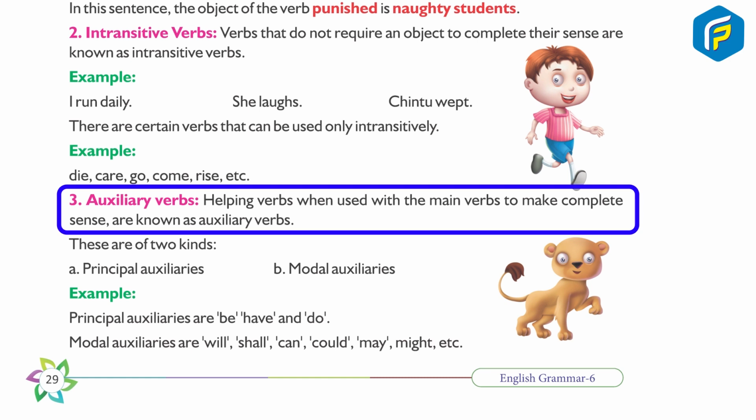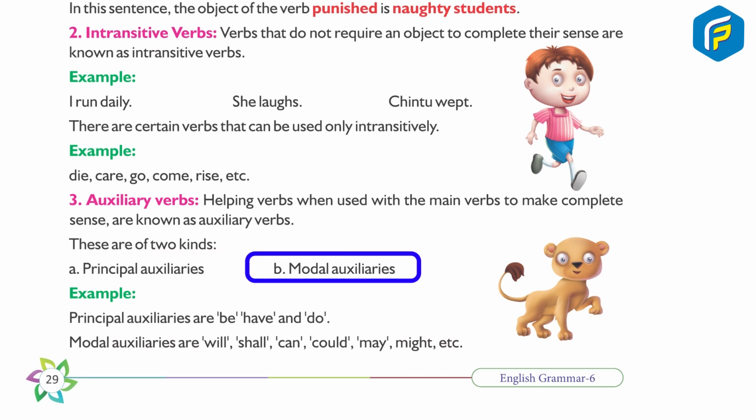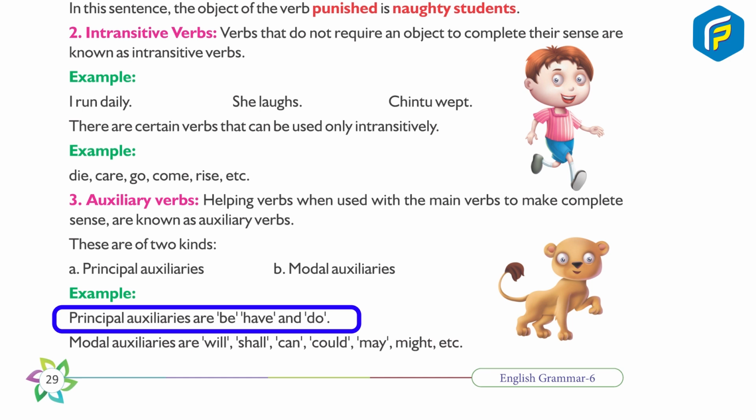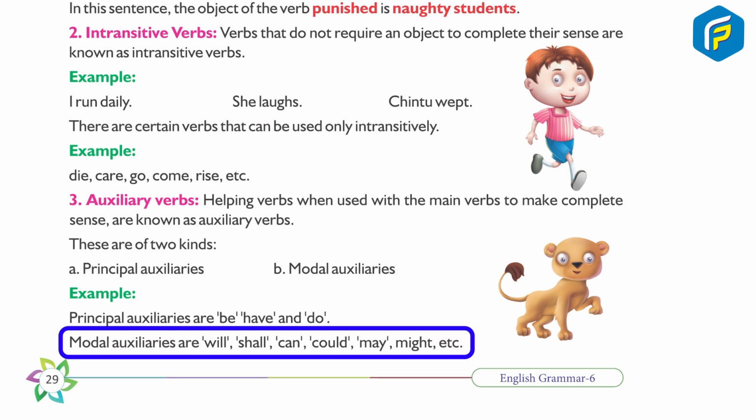3. Auxiliary verbs. Helping verbs, when used with the main verb to make complete sense, are known as auxiliary verbs. These are of two kinds: A. Principal auxiliaries. B. Modal auxiliaries. Example: Principal auxiliaries are be, have and do. Modal auxiliaries are will, shall, can, could, may, might, etc.